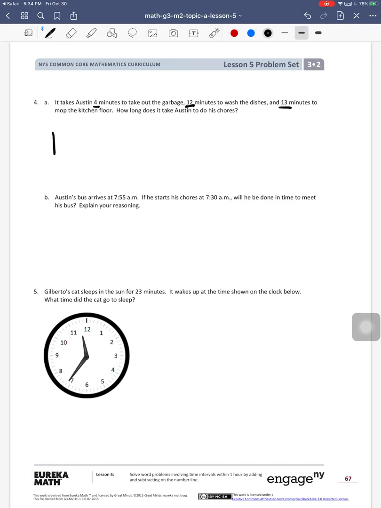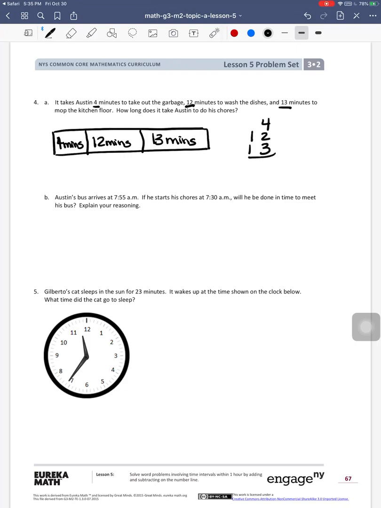So if I make my tape diagram, I know that 4 is like a small chunk of time, right? So I'm going to just do a smaller piece, 4 minutes. 12 is bigger, but not quite as big as 13. 12 minutes. And I have 13 minutes. So now I need to take all that time and add it together, right? So I can do 4 plus 12 plus 13.